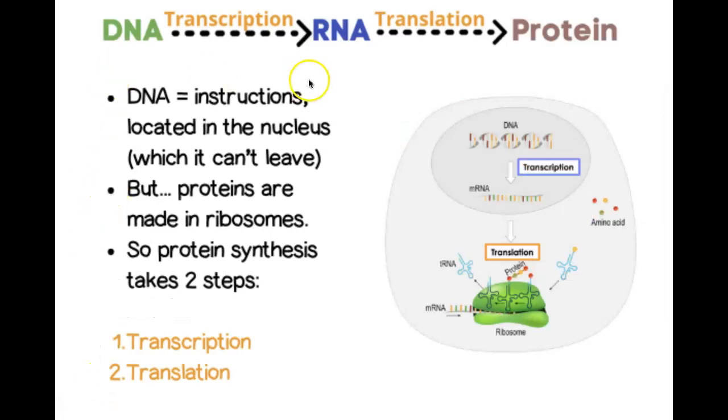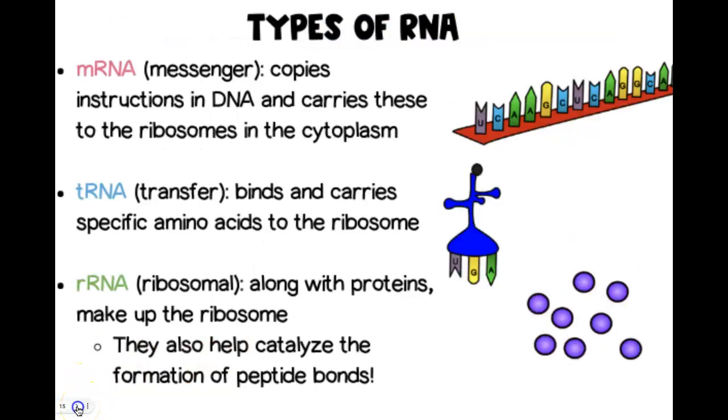So from DNA to RNA, it's called transcription, and from RNA to the protein, it's called translation. DNA are the instructions located in the nucleus, which it can't leave, but proteins are made in the ribosomes. So protein synthesis takes 2 steps. First, transcription inside the DNA in the nucleus, and then second, translation with the ribosome in the cytoplasm.